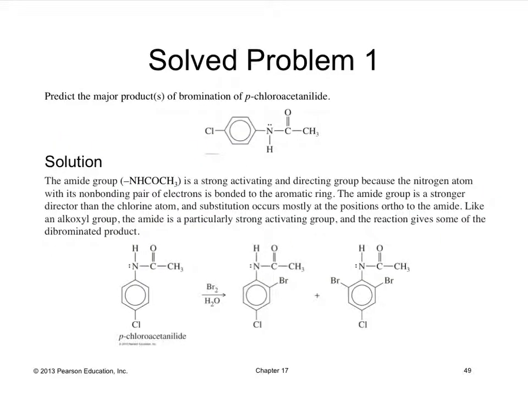So let's do a problem of bromination of this molecule shown here. Here's the amino group. This is a strong activating group, whereas your chlorine is not as strong. As a result, you're going to have ortho and para, but the para position is already taken up. So you're going to have ortho bromination, so your product here as well as the other product over here, the dibromination product, because of the fact that this is a strong activating group.